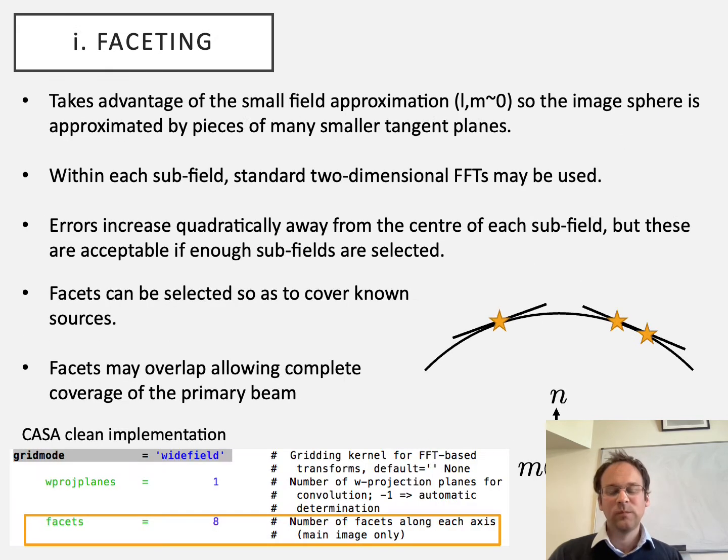So firstly, faceting. As I've said, faceting is a way in which you basically break down the image sphere into smaller subfields, so smaller tangent planes, which you can then use for a straightforward two-dimensional inverse Fourier transform, and then stitch together the final image. Now, of course, you may know where known sources already are, so you may want to position your facets such that they do cover those known sources, and obviously that's important to get a nice image back. You also want to choose enough facets that you can more accurately reconstruct the image from the image sphere. And the other thing you might want to consider is that you want your facets to overlap so they give full coverage of the primary beam.